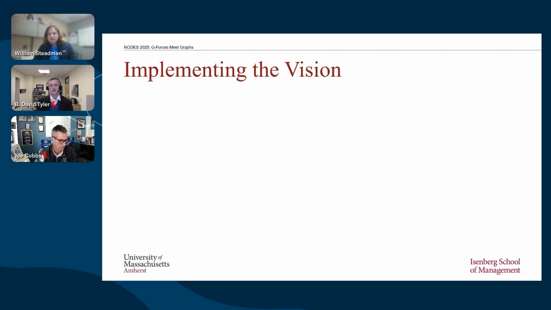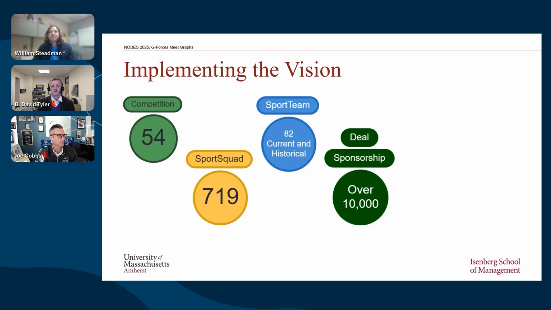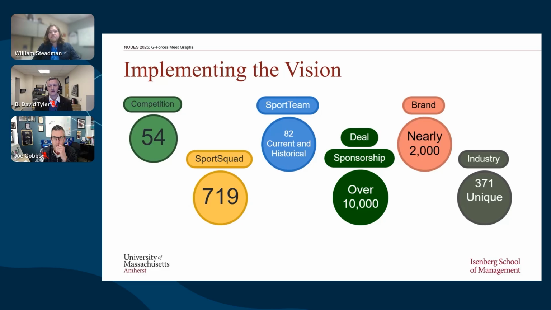So what did this look like in practice? Across 54 seasons, we found sponsorships for 719 of those annual sports squads, representing 82 unique current and former teams, which led to over 10,000 deal nodes, representing about 8,600 deal years across 3,300 unique deals. And these deals were conducted with nearly 2,000 brands, which represent 371 unique industries.